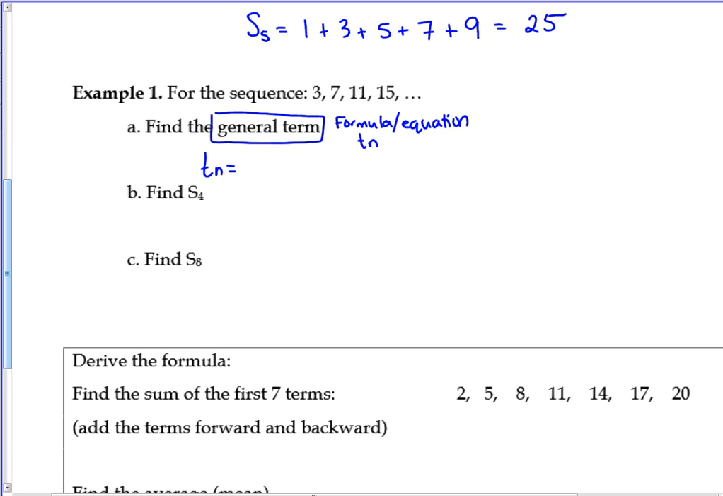What's term 1? 3 plus n minus 1. You're going to leave it as n because we want to make the formula. And what's our common difference? 4. And so this will simplify to 4n minus 1. When you distribute this in, you get a minus 4 and then subtract 1. I'll just write that.